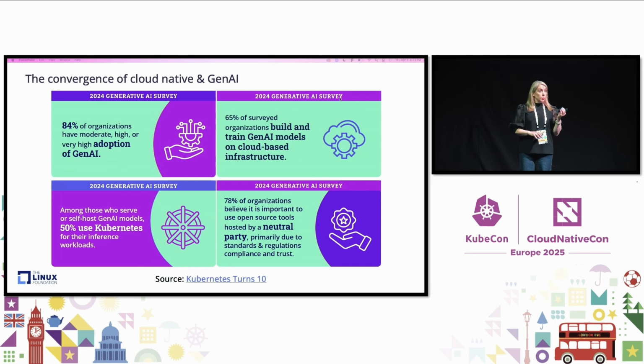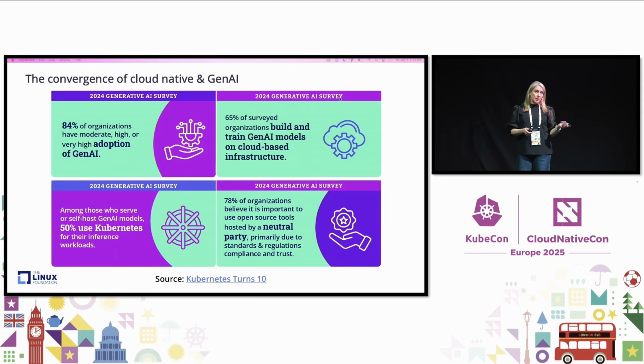This study, which was a collaboration between CNCF and LF AI and Data Foundation, explored the state, essentially, of generative AI and what was the role of cloud-native technologies within Gen AI product development. It was really interesting finding 84% of organizations have at least moderate, high or very high adoption of generative AI, and that those Gen AI models are built and trained using cloud-based infrastructure.